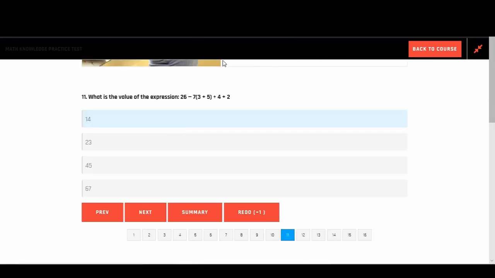All right, number 11 says, what is the value of the expression 26 minus 7 times 3 plus 5 divided by 4 plus 2. Whenever you have problems that are jumbled up like this, you should realize, first of all, that the way you work out these problems is going to be governed by PEMDAS, which is the order of operations. To remember this, of course, you go, please excuse my dear Aunt Sally.